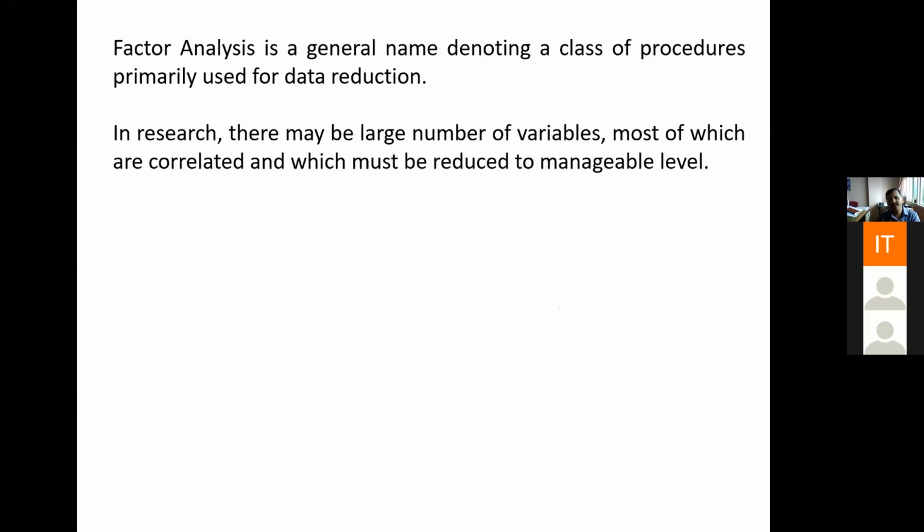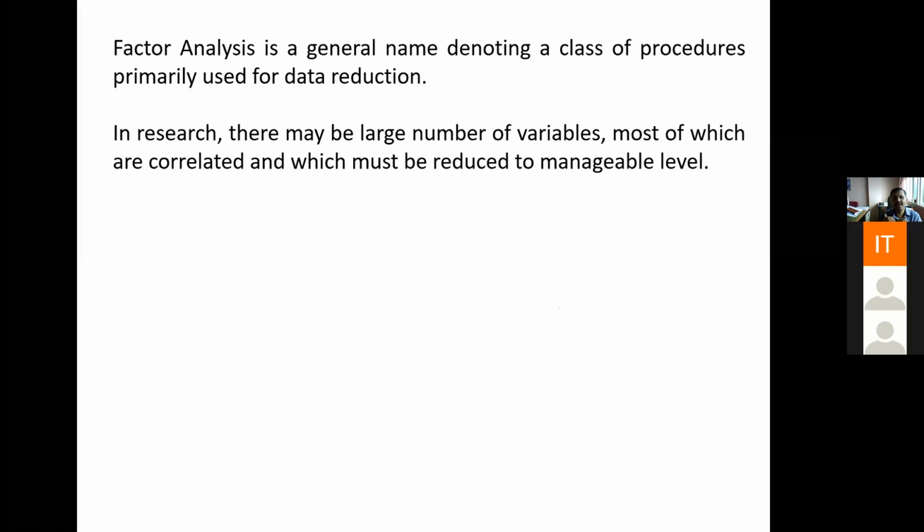So with the help of factor analysis, we reduce the number of items to a manageable number of factors. Let's say there are 30 statements in my questionnaire. One thing is very clear: those 30 statements are not all different from each other. A few of the statements point to the same kind of dimension.